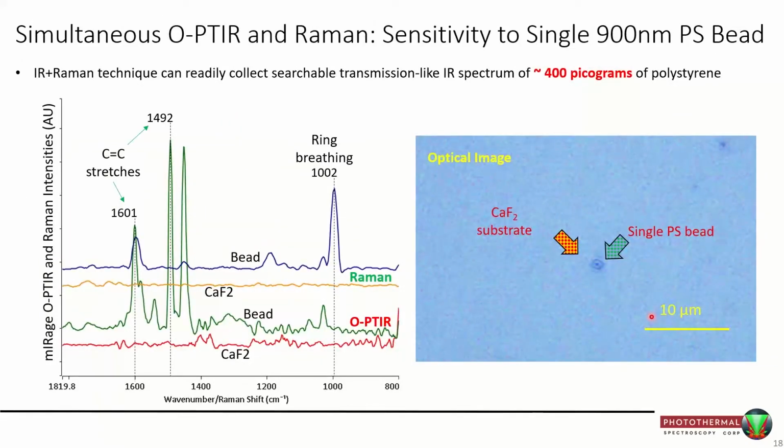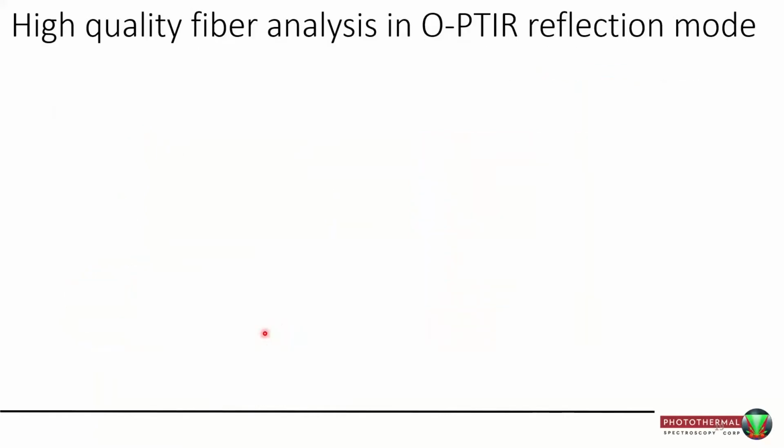Here is a model sample of some polystyrene. These are 900 nanometer polystyrene beads. So we've got measurements on the bead and off the bead. This happens to be on a calcium fluoride substrate. So we've got Raman data in the top, and O-PTIR data in the bottom. Mind you, this is from about 400 picograms of polystyrene. When you're on the substrate, of course, you've got a flat Raman baseline. When you're on the bead, you've got typical polystyrene features. The same with O-PTIR. You've got a flat baseline when you're on the calcium fluoride. When you're on the bead, you've got strong polystyrene spectra. All right, this has all been collected simultaneously.